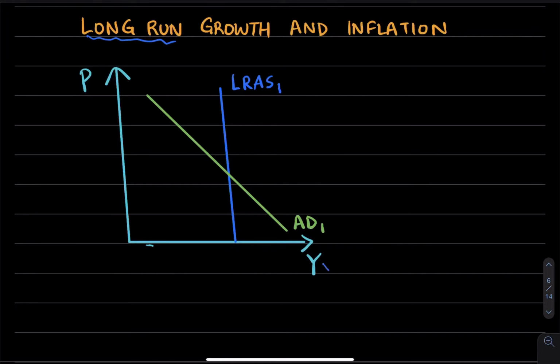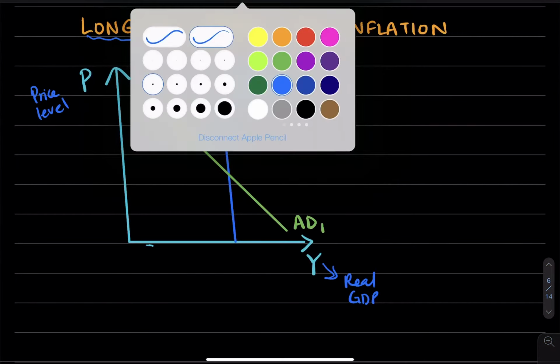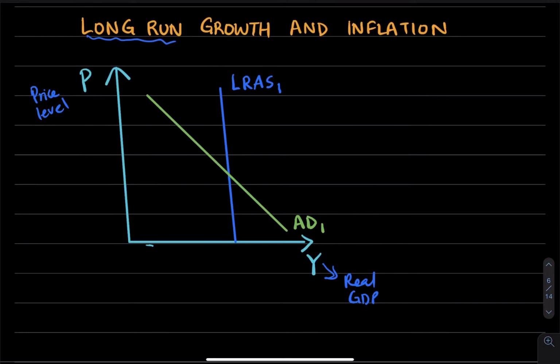So this guy right here is real GDP, and this is some sort of a price index. So this is just measuring overall level of prices. Now, what happens as the economy is able to produce more goods and services over time?